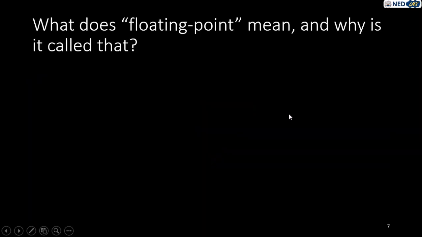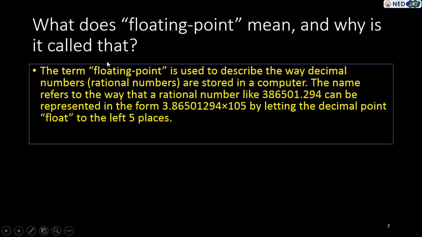What does floating point mean? Why is it called that? Because we have a variable precision. Floating point is used to describe the way decimal numbers or rational numbers are stored in a computer. The name refers to the way a rational number like this can be represented in the form of this by letting the decimal point float to the left 5 places, with 10 to the power 5. Obviously, it's in binary format. It's just used to explain the decimal numbers. Behind the scenes the computer is in binary.